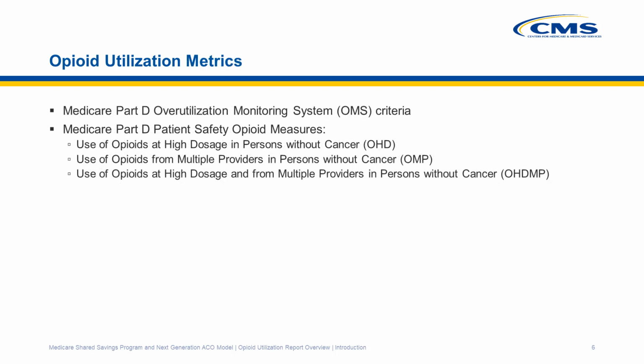Beneficiaries are included in the opioid utilization reports if they met criteria for one or more of the following metrics. These include Medicare Part D Overutilization Monitoring System or OMS criteria, or any of the 3 Medicare Part D patient safety opioids measures adapted from the Pharmacy Quality Alliance or PQA, which include the use of opioids at high dosage in persons without cancer, or OHD, the use of opioids from multiple providers in persons without cancer, or OMP, and the use of opioids at high dosage and from multiple providers in persons without cancer, OHD-MP.